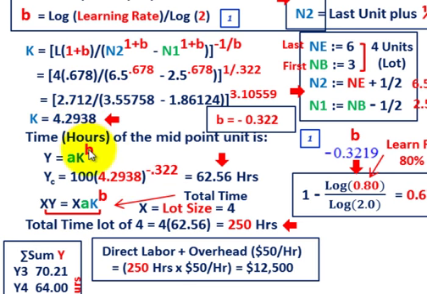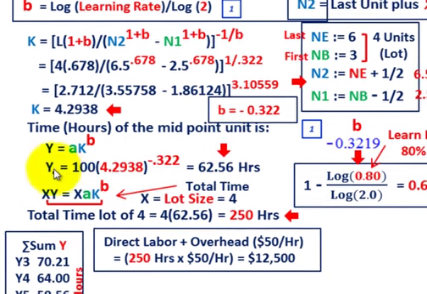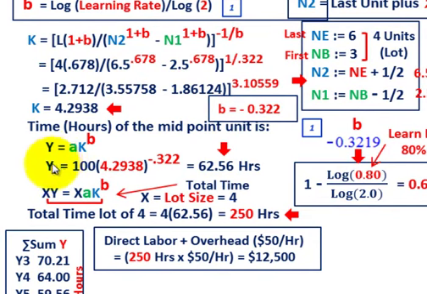And then we raise it to the power of b. And b was, based on our learning rate alone here, minus 3.22. So we raise this value to that power, and we're going to come up with 62.56 hours. So that's y. That's our incremental unit time for the midpoint unit that we're building, the midpoint unit of those 4 units. Okay, so there it is, 62.56.